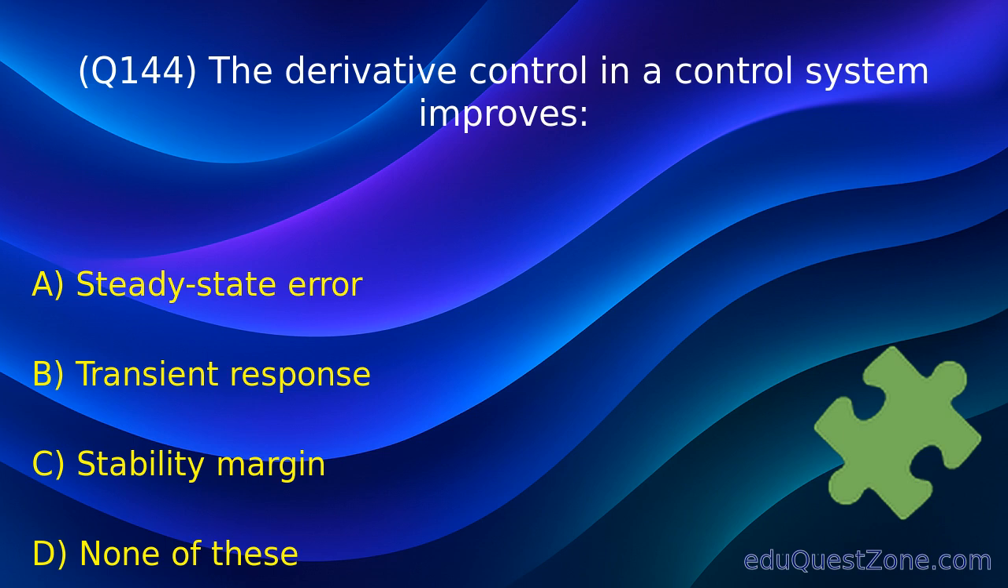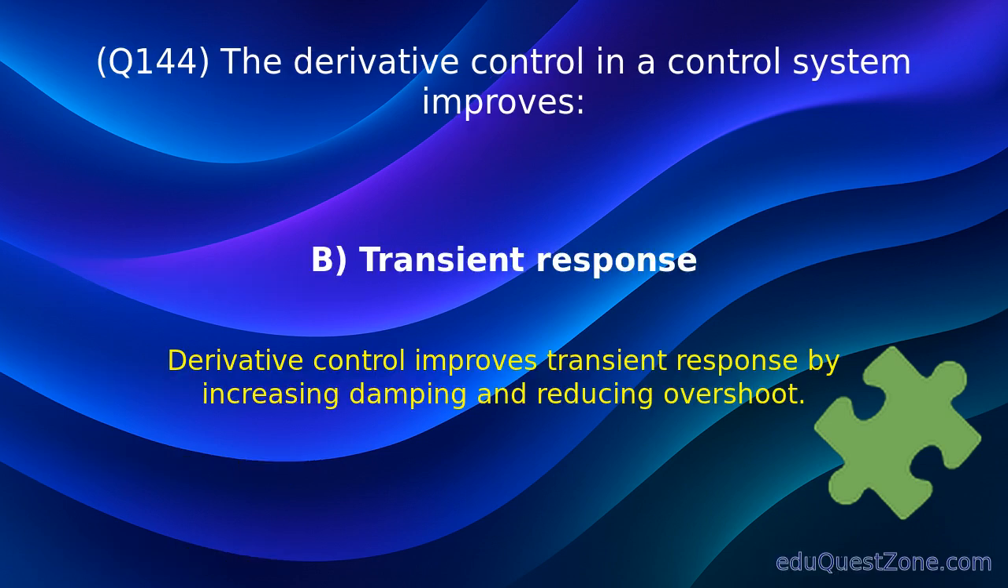Question 144. The derivative control in a control system improves... Option B, transient response. Derivative control improves transient response and reduces overshoot.